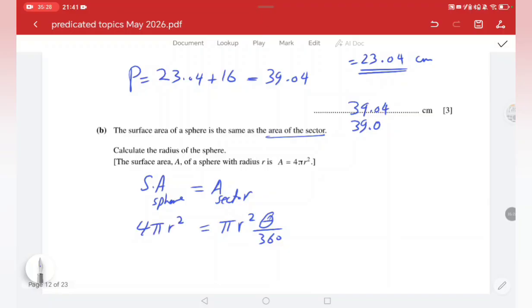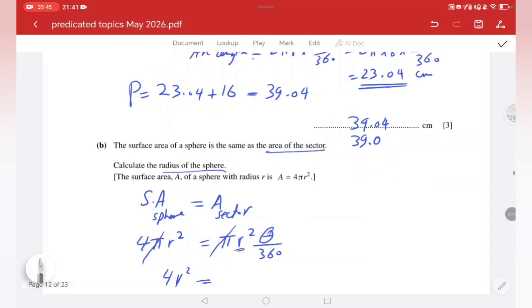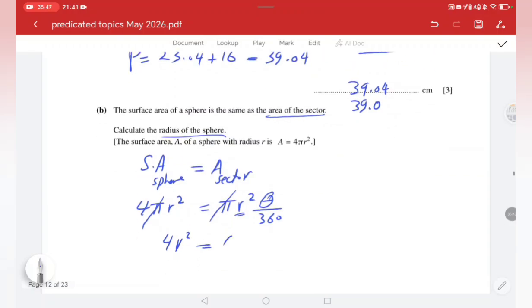But r here is not like r there. Calculate the radius of the sphere. We can cancel this pi with pi. So 4r squared here equals r squared, where r there was 8. So 8 squared, which is 64, times theta, which is 165.